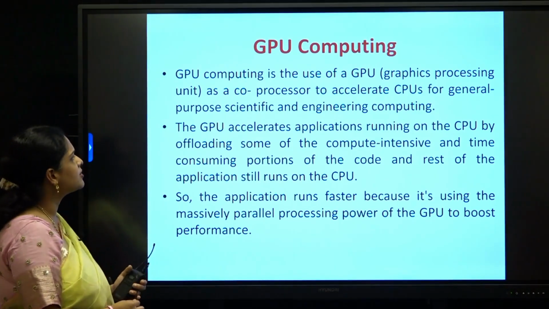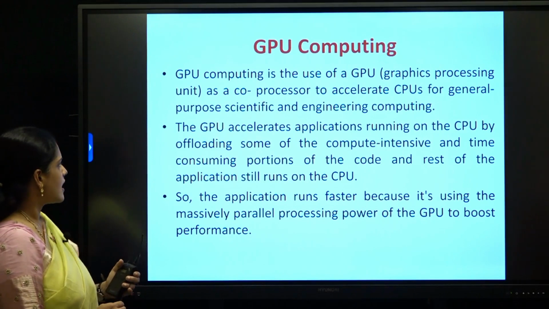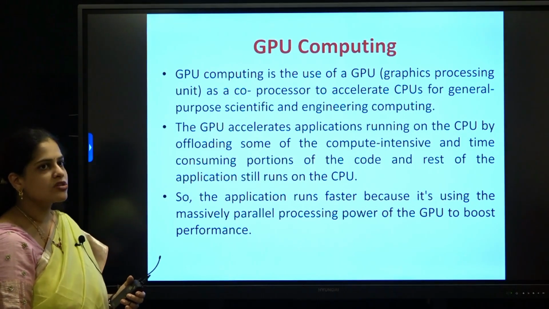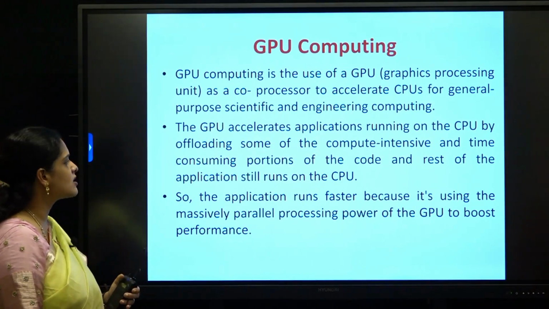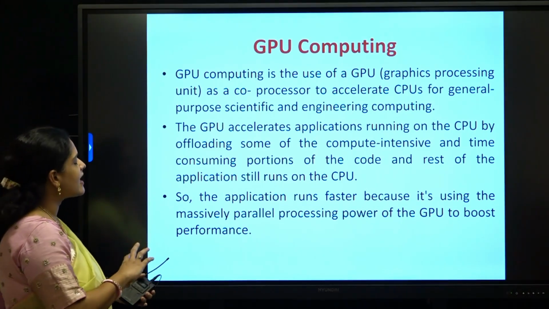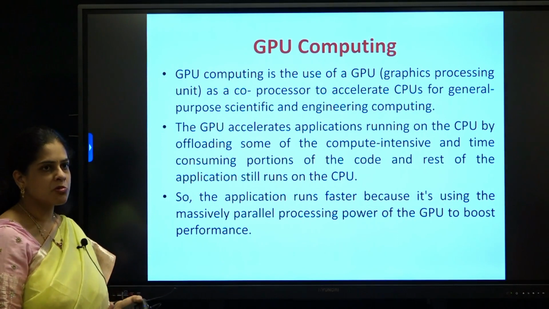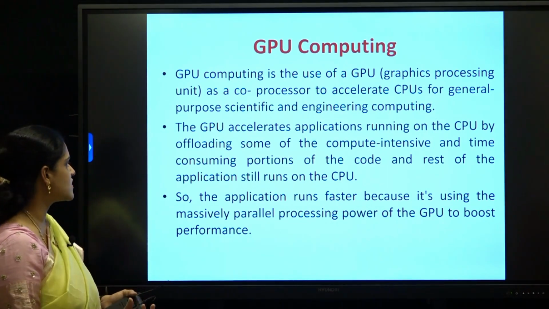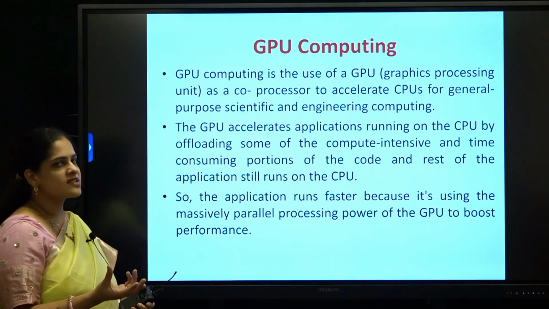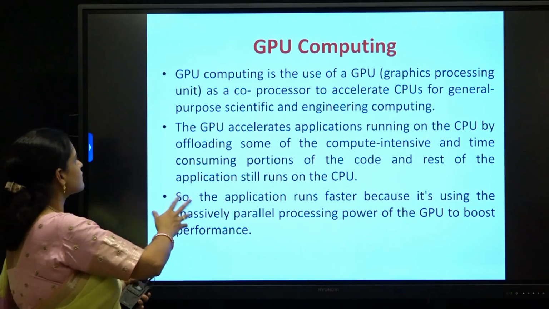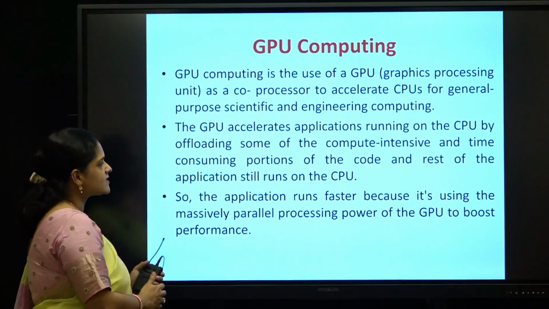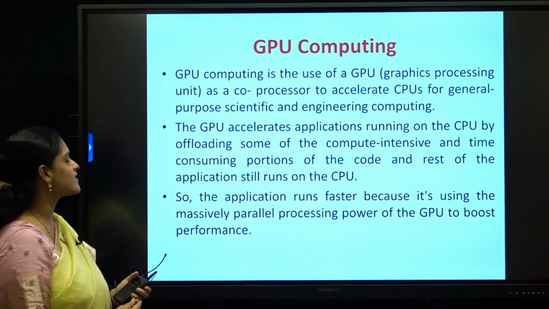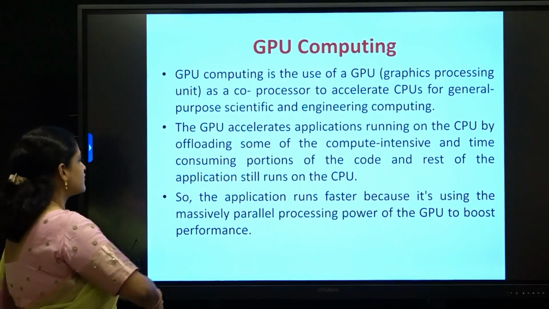GPU computing accelerates applications running on the CPU by offloading the compute-intensive and time-consuming portions that require parallel computation to the GPU, while the rest of the application still runs on the CPU. So the application runs faster because it uses the massive parallel processing power of GPUs to boost performance.